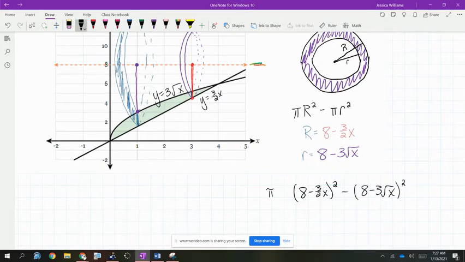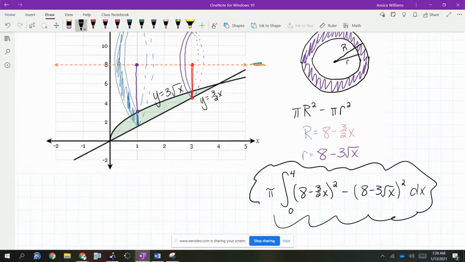I'm going to put the pi on the outside, dx. And then my circles start at x equals 0 and stop at 4, if I read it left to right. And that is what you can type in very carefully.